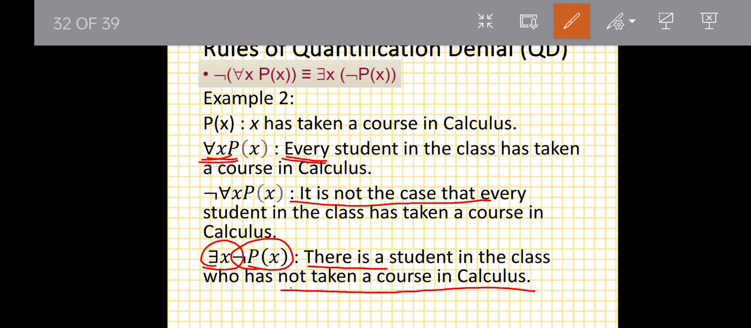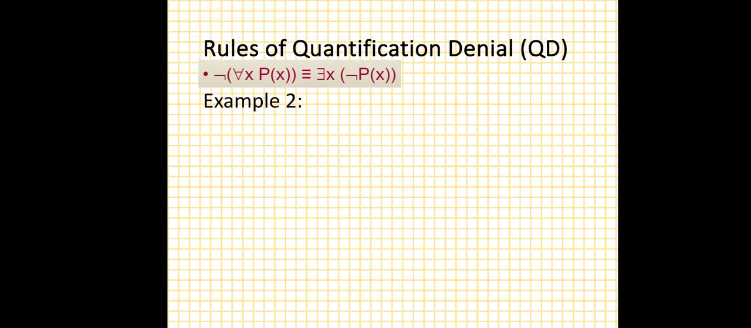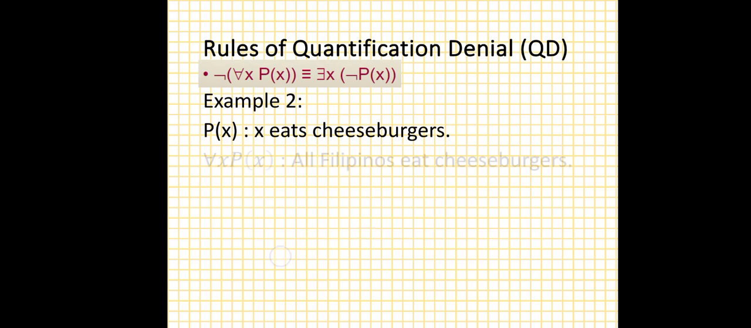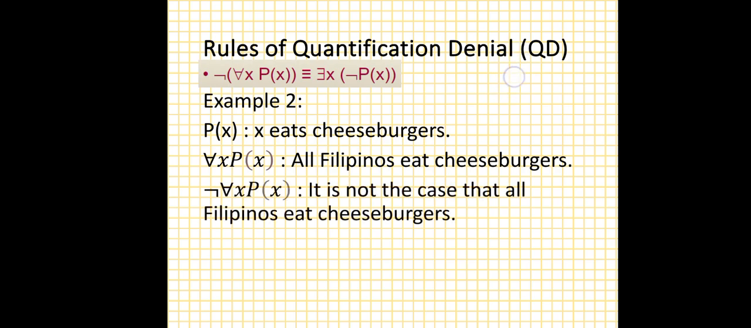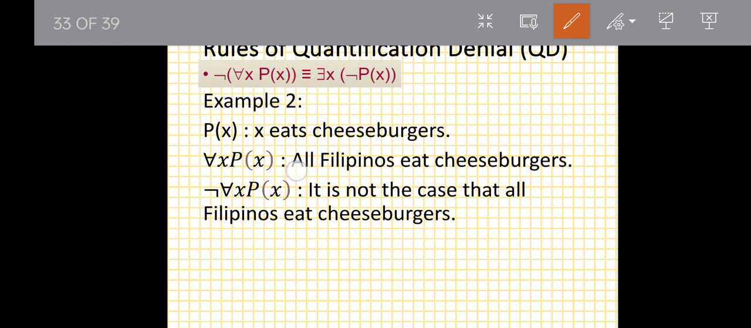Okay? So, another one. So, for example, we have here, x eats cheeseburgers. So, universal quantification niya, we have all Filipinos eat cheeseburgers. So, let's say, yung domain natin dito, no? All. And then, x natin dyan, Filipinos. Let's say, halimbawa, Filipinos yan. Okay? So, ito yung kanyang universal. We have all Filipinos eat cheeseburgers. And ang kanyang negation is, it is not the case that all Filipinos eat cheeseburgers.